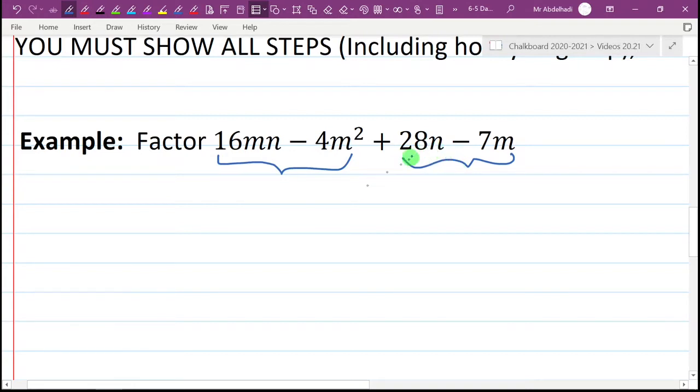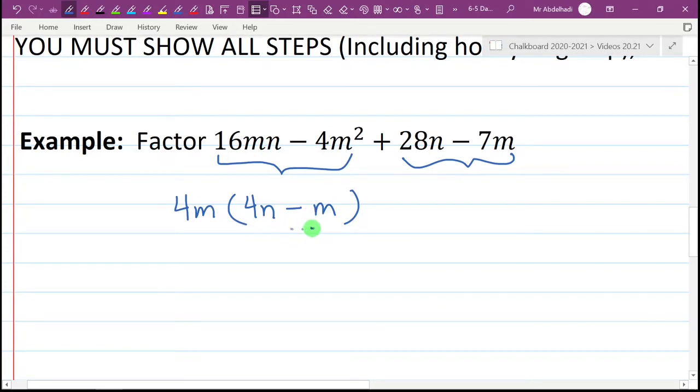Now, let's say this wasn't a 28. Let's say this was a 23 or something like that. You would not group these together because they have no GCF, no common factor. So that's the whole point. You have to make sure you're going to get something out of this. Now, since they both have a GCF, I'm going to go ahead and give it a try. So we said that this was going to be 4M, and what's left is going to be 4N minus M. Okay, double check that, it works.